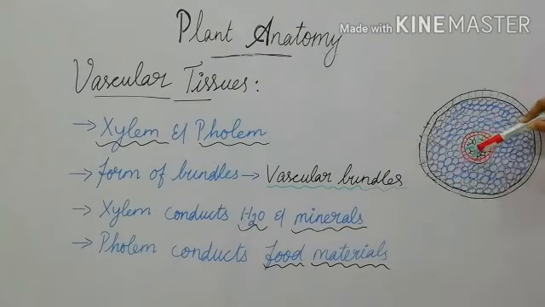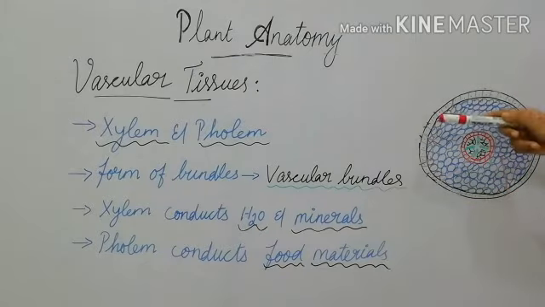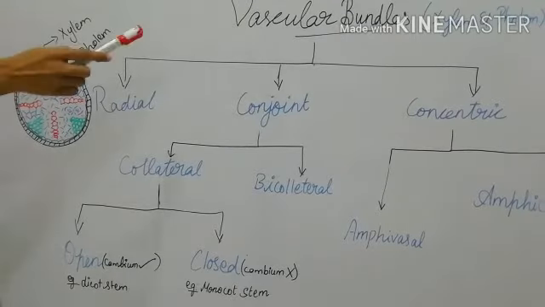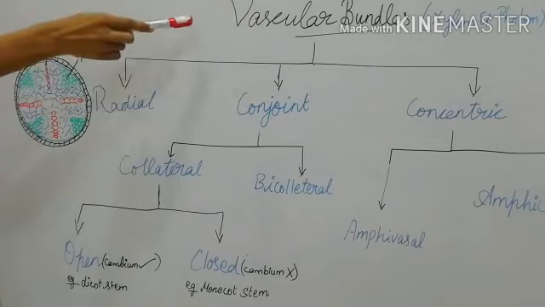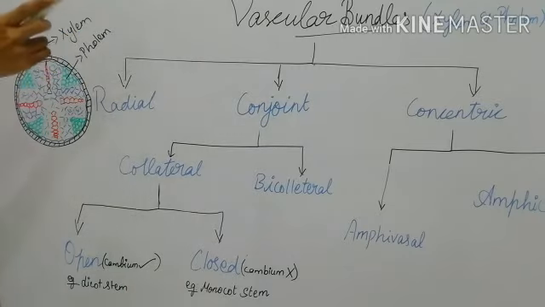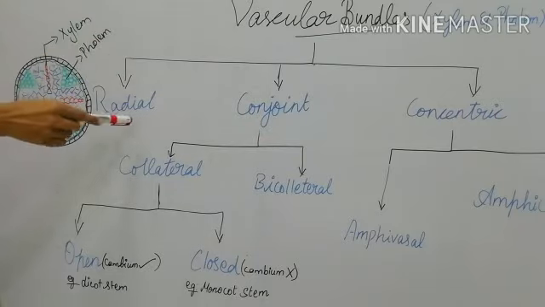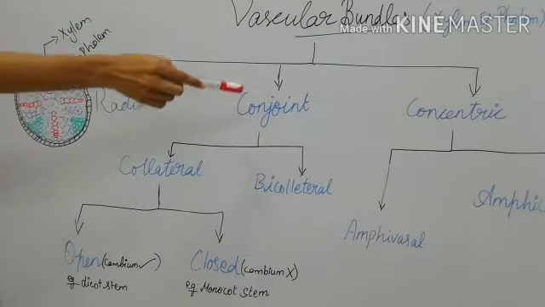And the function of the phloem tissues is that it conducts and passes the food materials to different parts of the plant. Here we can see the types of vascular bundles. So the vascular tissues are the xylem and phloem. And based on the arrangement of the xylem and phloem, the vascular bundles are of three types. They are the radial, conjoined and concentric.